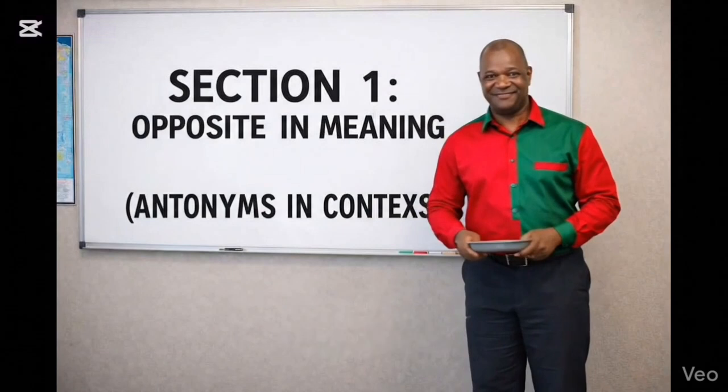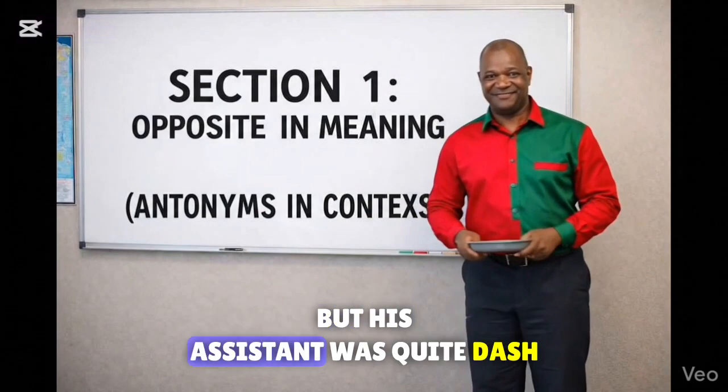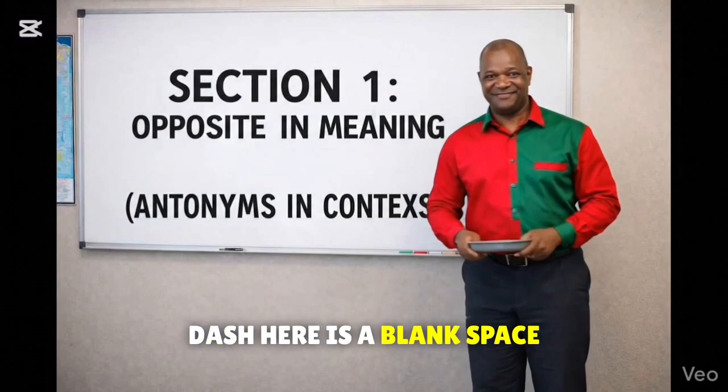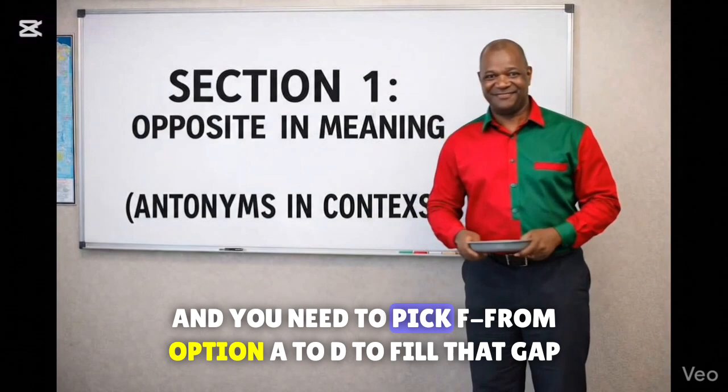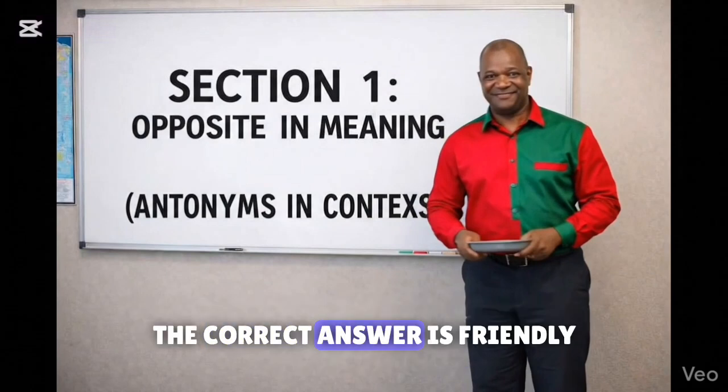Question 1. The principal was hostile, but his assistant was quite dash. Dash here is a blank space, and you need to pick from option A to D to fill that gap. Option A, aggressive, B, friendly, C, rude, D, strict. The correct answer is friendly.